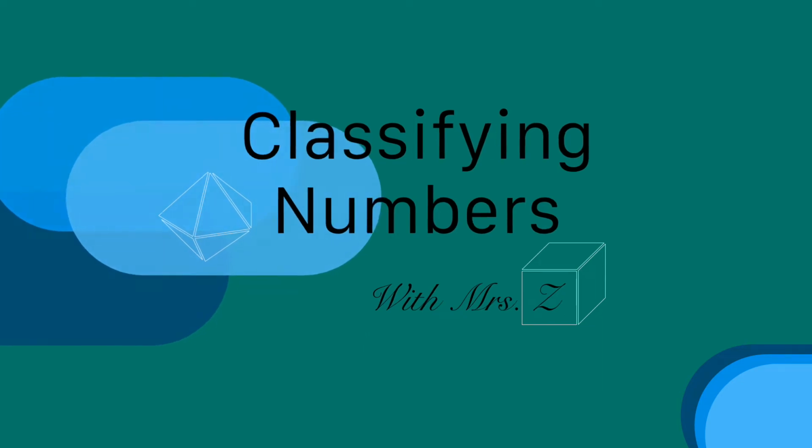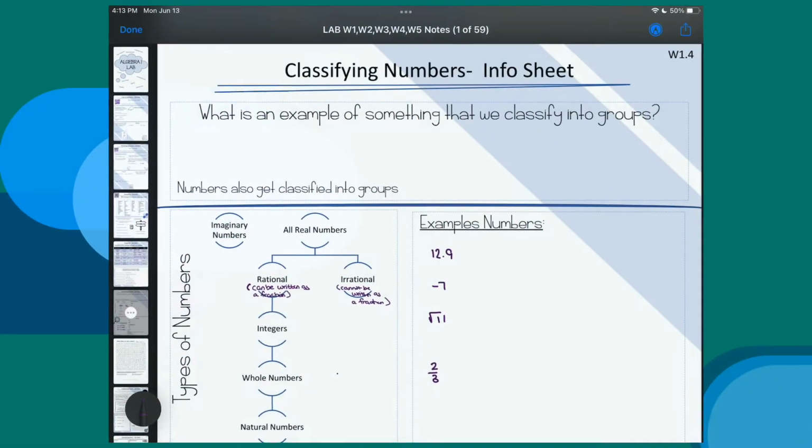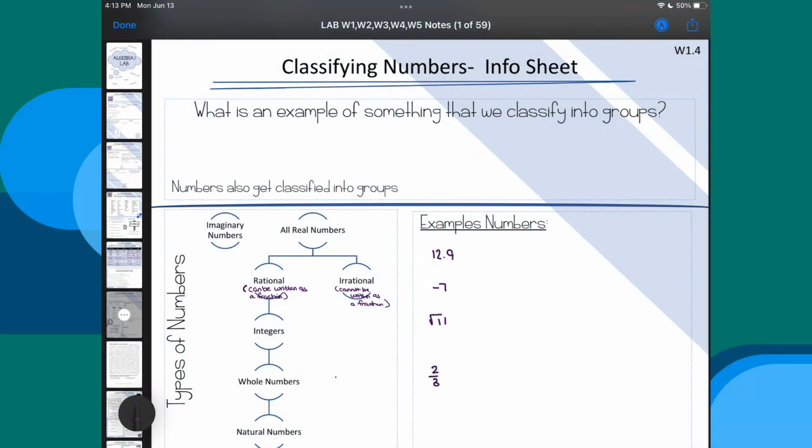This video is about classifying numbers. There's a lot of things that we classify into groups.